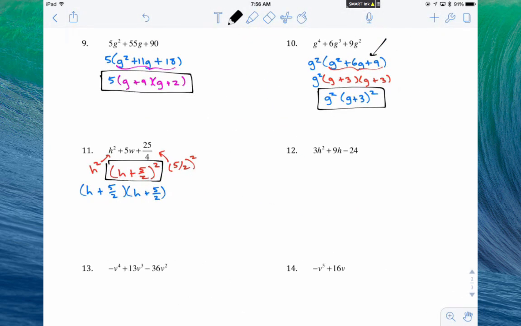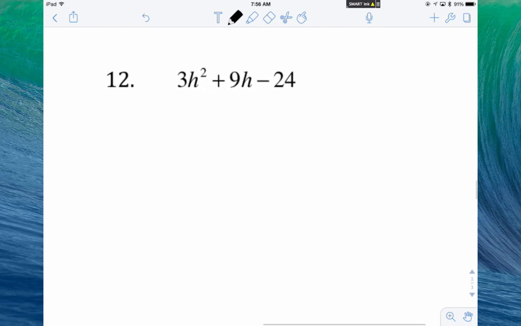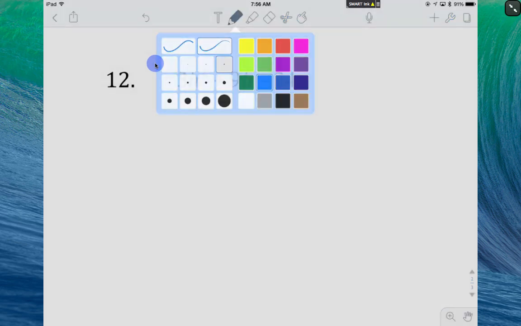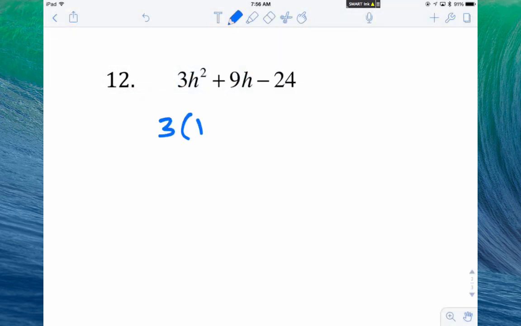Okay, moving on to number 12. I see we have a polynomial in standard form. Are there any common factors? Yes, there is a common factor of 3. So let's write this as 3 times h squared plus 3h minus 8.